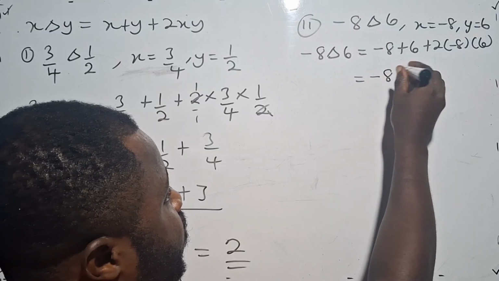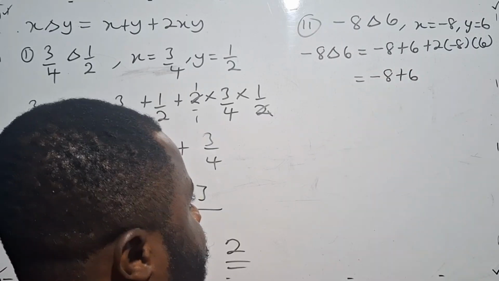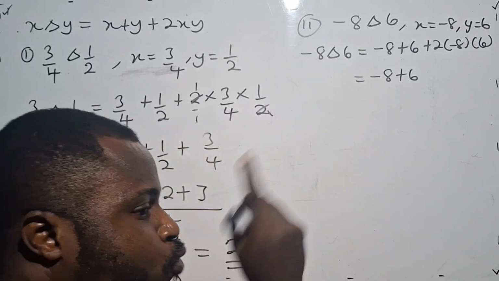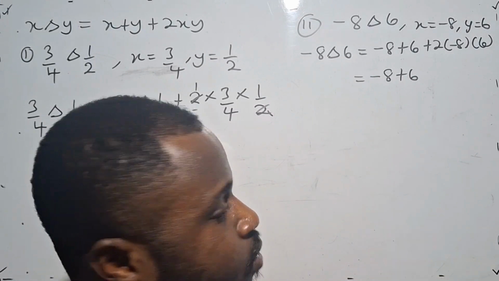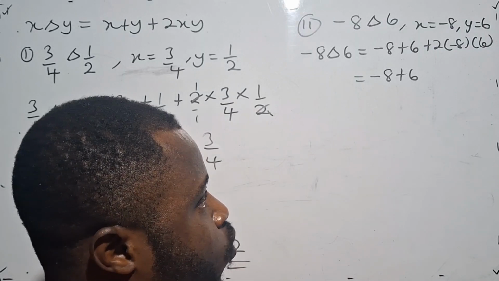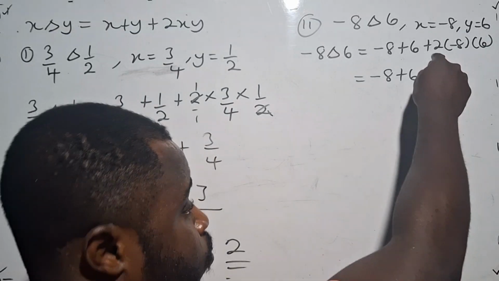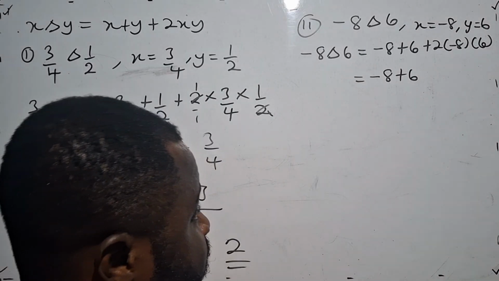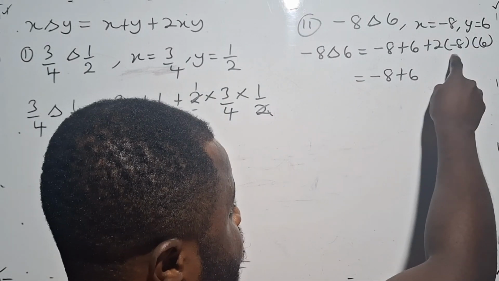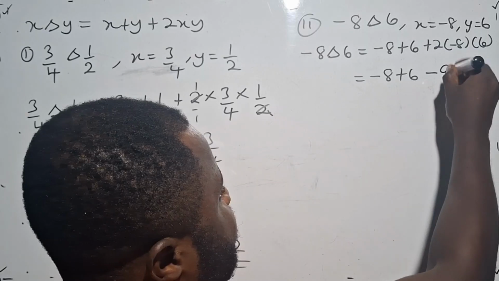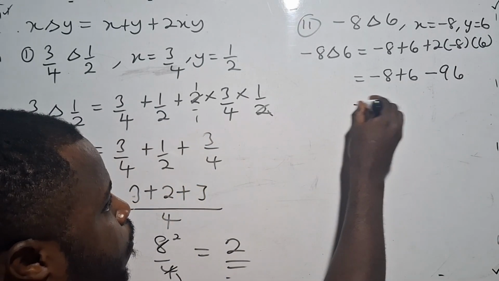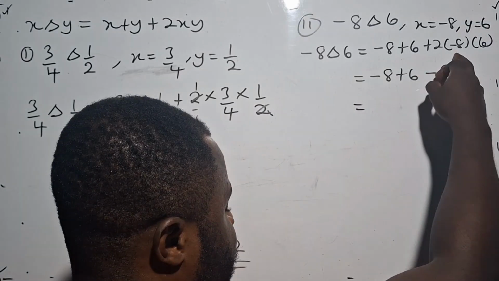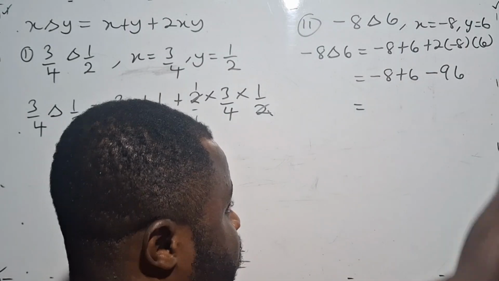So negative 8 plus 6 here. Now we have to be careful here. Positive 2 times negative 8 will give you what? Positive times negative. Positive 2 times negative 8 will give you negative 16. Yes, negative 16. Then negative 16 times positive 6 gives negative 96. Yes, negative 96. A positive number times a negative will give a negative answer.